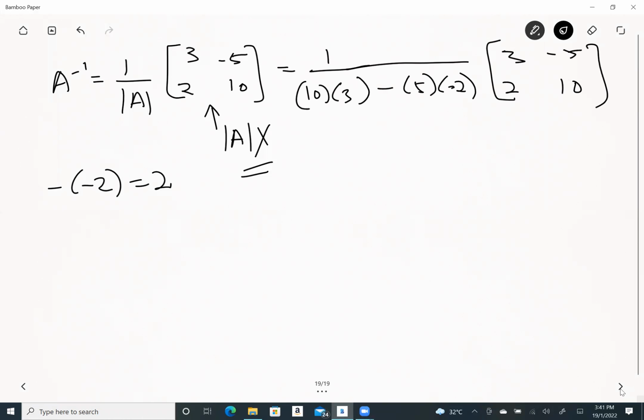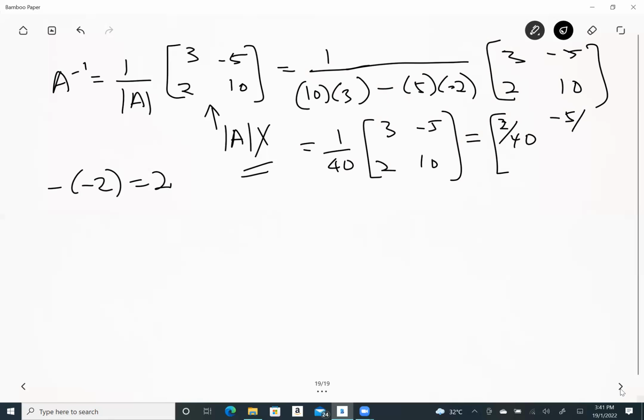So that will be equal to 1 over 40, times the matrix 3, negative 5, 2, 10. So what is it equal to? Multiply, just like a scalar multiplication. We got 3 over 40, negative 5 over 40, 2 over 40, 10 over 40. Simplify if you want to. I think everything here can be simplified, at least by a factor of 2.